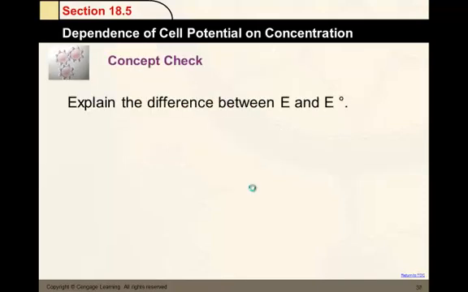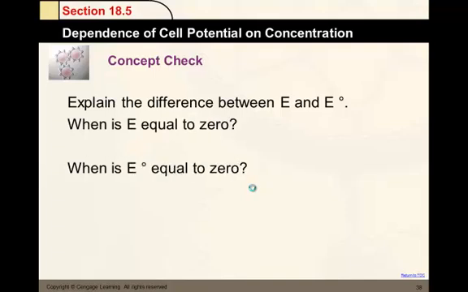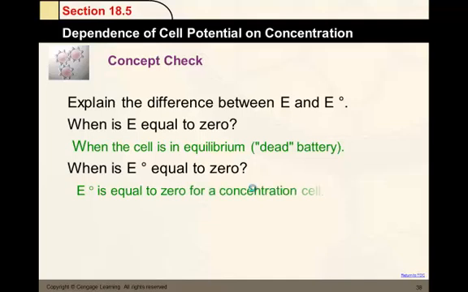So let's look at the difference between E and E0. Well, you saw it before with the Nernst equation. When is E equal to 0 and when is E0 equal to 0? E is equal to 0. That means in the Nernst equation, if you solve and you get 0, when is that? Well, that's when the cell is at equilibrium and you actually have a dead battery. When is E0 equal to 0? That's the concentration cell. E0 is equal to 0 for a concentration cell.